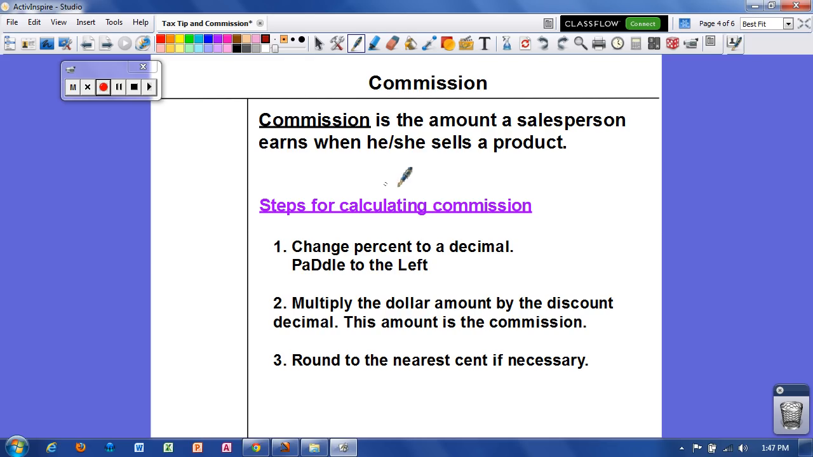So whenever we want to calculate commission, this is very similar to what we just did for tax and tip. So first of all, we want to change the percent to a decimal. Second, we want to multiply the dollar amount by the decimal, which is what we got from number 1. This amount will be the commission. And then, of course, since we're dealing with money, we want to round to the nearest cent in the hundredths place, if necessary. So let's do an example together.